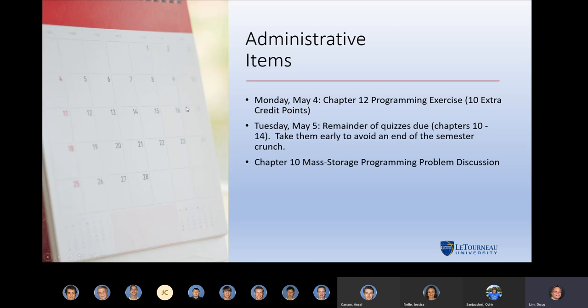Okay, so administrative items, we're getting smaller and smaller now. The extra credit points for the Chapter 12 programming exercise is due Monday. It's not really so much a programming exercise as it is learning about how to use symbolic links in Linux. So it's a good exercise because symbolic links are a valuable tool that you can use, especially when you're scripting things.